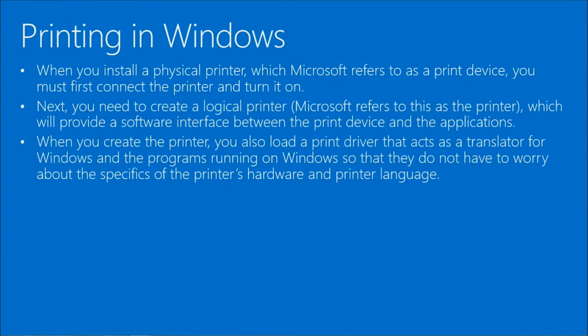Printing in Windows. When you install a physical printer, Microsoft refers to this as the print device. You must obviously first connect the printer and power it up. Next, you need to create a logical printer, and Microsoft refers to this as the printer. It provides a software interface between the print device and the applications. This is the device driver. When you create the printer, you also load a print driver.